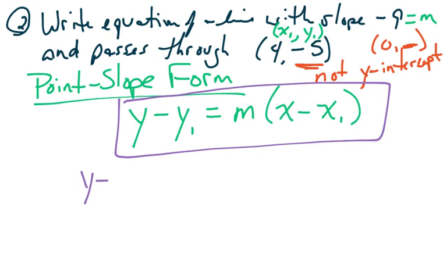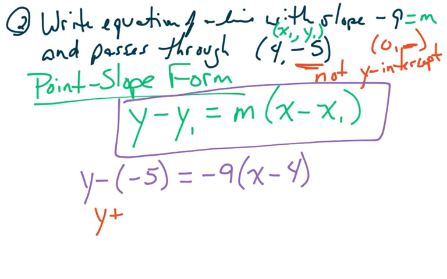y minus my y value, which is a -5. Now that's separate from the subtraction. The formula says y minus my y value. I'm subtracting, in this case, my y value is a negative, so I'm subtracting a negative, is equal to -9 times the quantity of x minus my x value, which is 4. Now, if you just wanted to clean this up, subtracting a negative is the same thing as adding a positive, you'd end up with this. Now, this would be your answer if they wanted it in point-slope form.